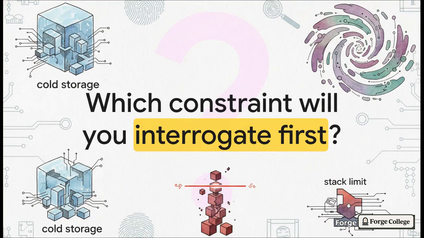I'm going to leave you with this final thought. When your next capstone trace inevitably reverts, which constraint are you going to interrogate first? Is it going to be cold storage, memory expansion, or maybe a sneaky stack limit?